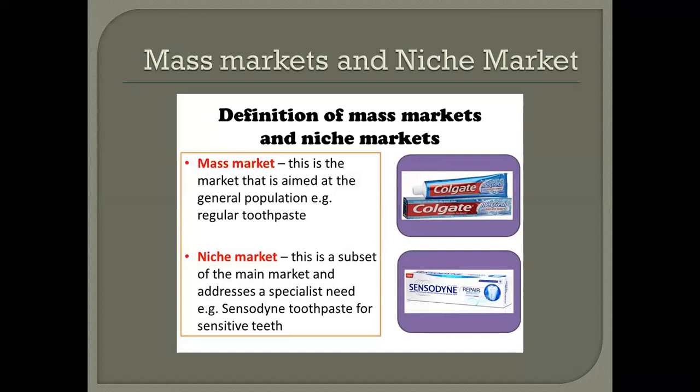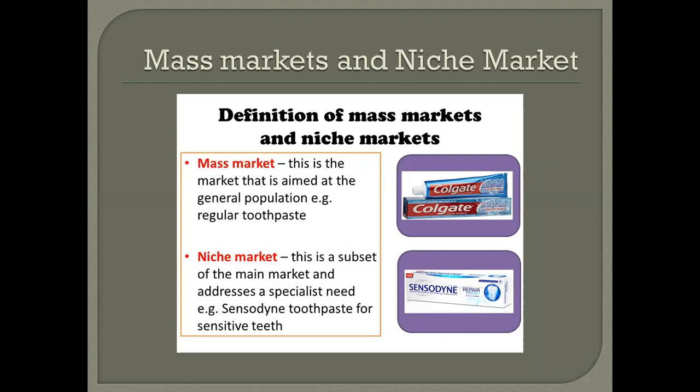Mass market means a market that is aimed at the general population, a regular product which is used by everyone in the society, mostly any caste, any segment, any color, any region or area. If your product is like that, that market is known as mass market, meaning when you target everyone in the country. For example, we have the Colgate example here in this diagram, but otherwise I have another example of Close Up Regular, Pepsodent Regular. All these products are mass market products. This is the example of toothpaste.